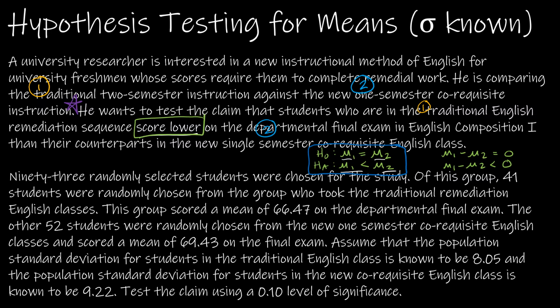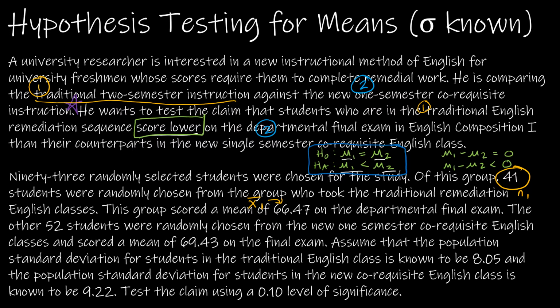Now let's take a look at what we need to know moving forward. 93 randomly selected students were chosen for the study. Of this group, 41 students were randomly chosen from the group who took the traditional remediation English classes. Now, which one was that? That was 1. So 41 is n1. There are 41 students in the first sample, those who took traditional two-semester instruction. That group scored a mean of 66.47, so that's x bar 1.